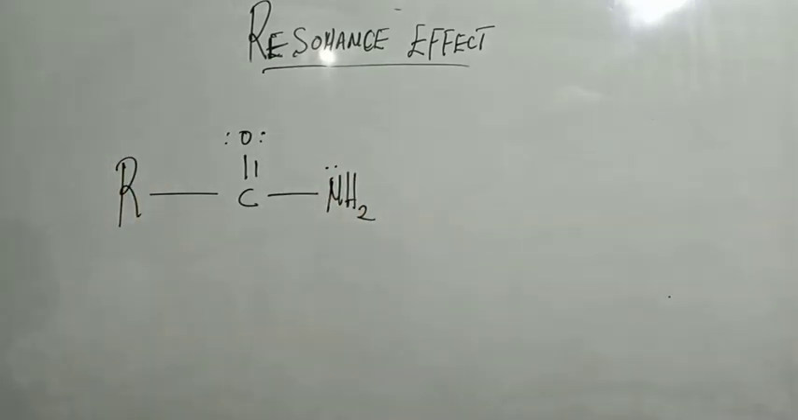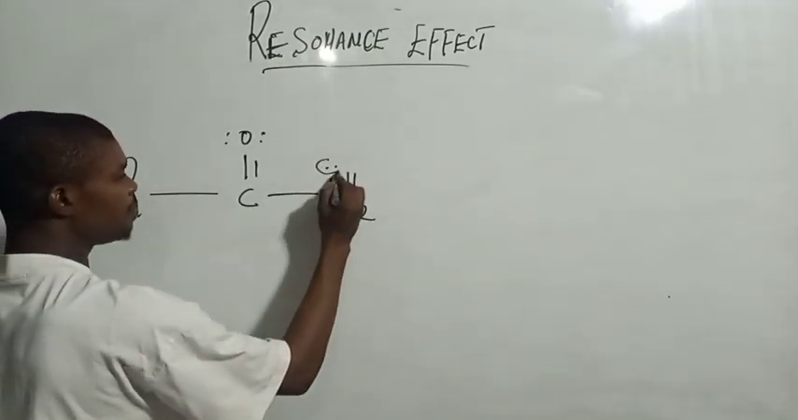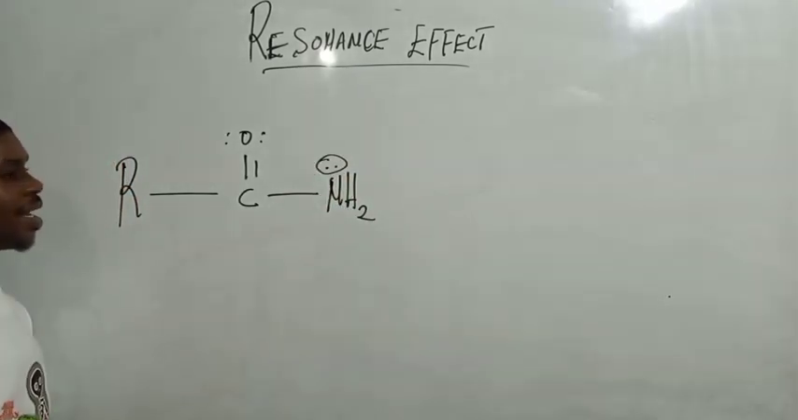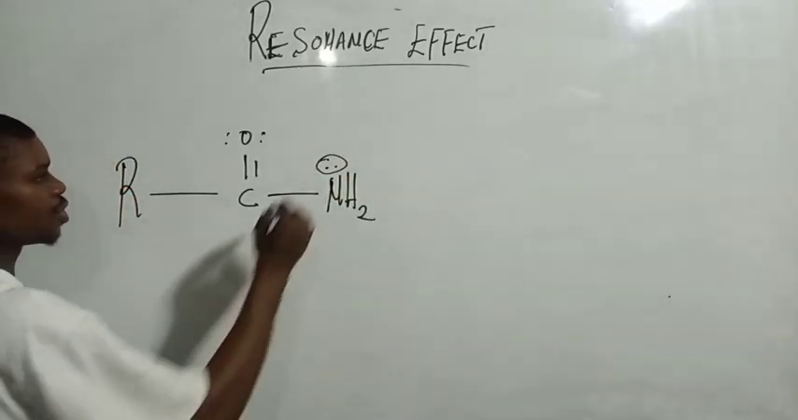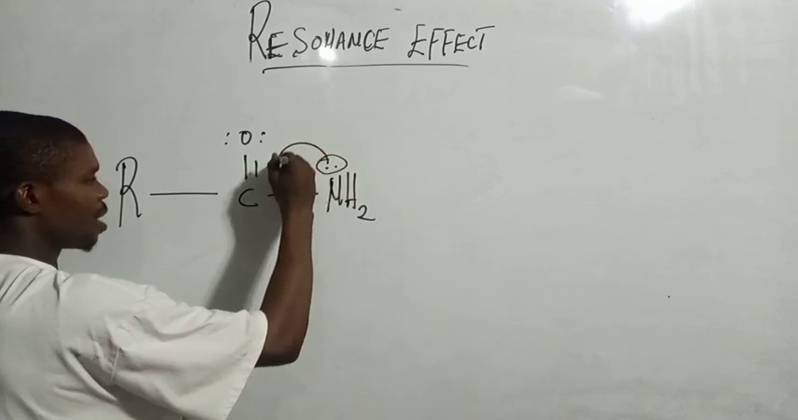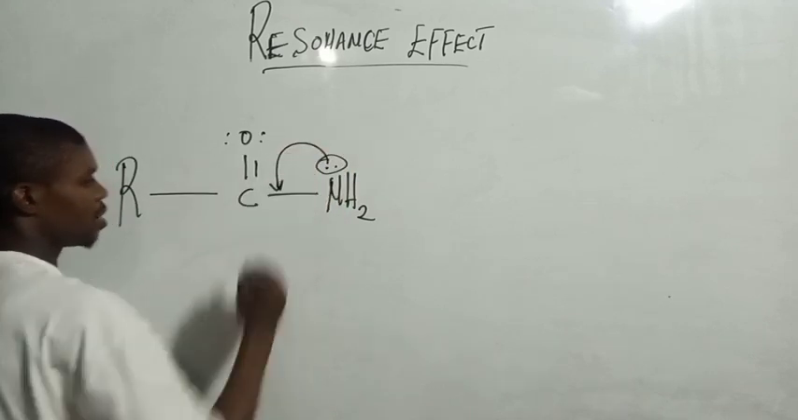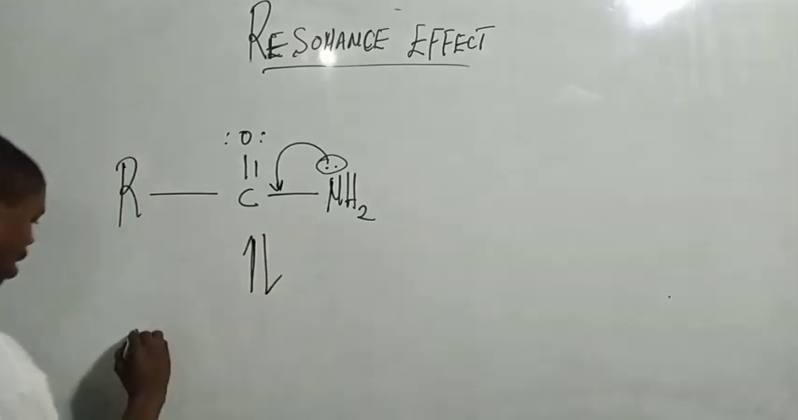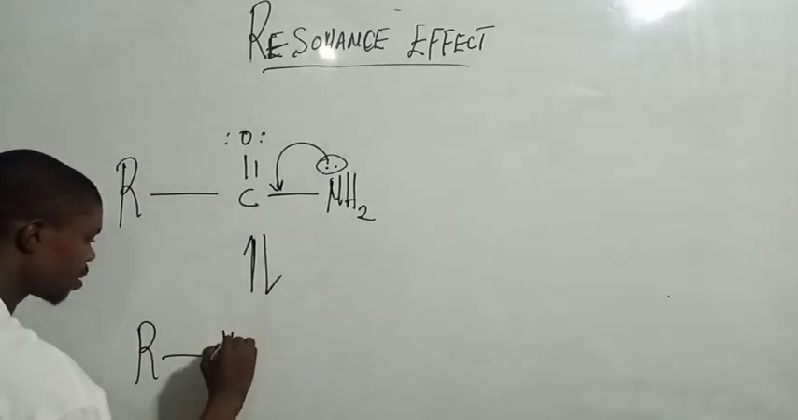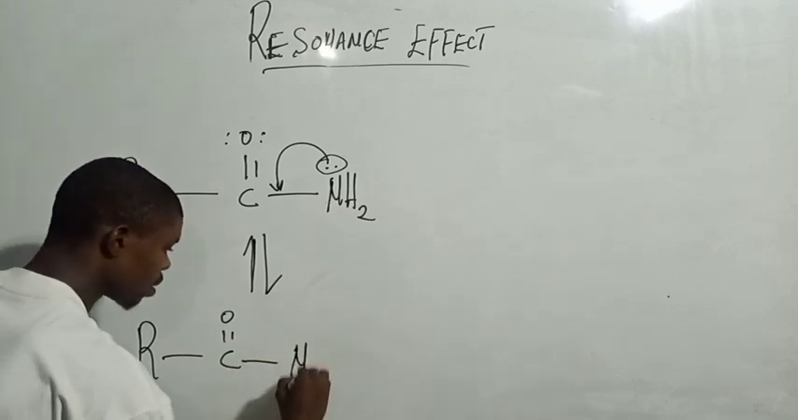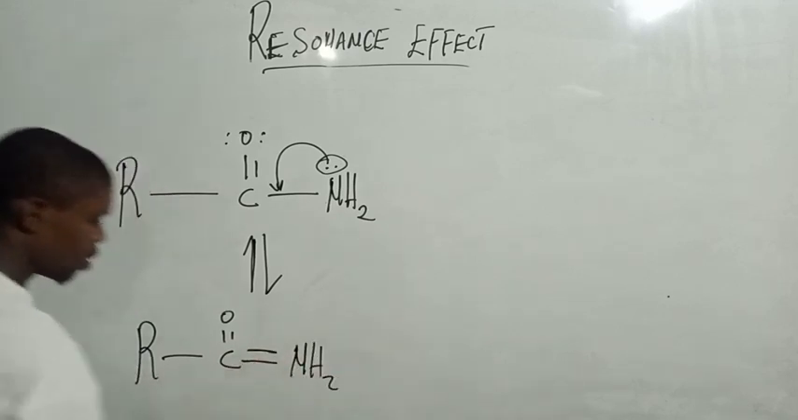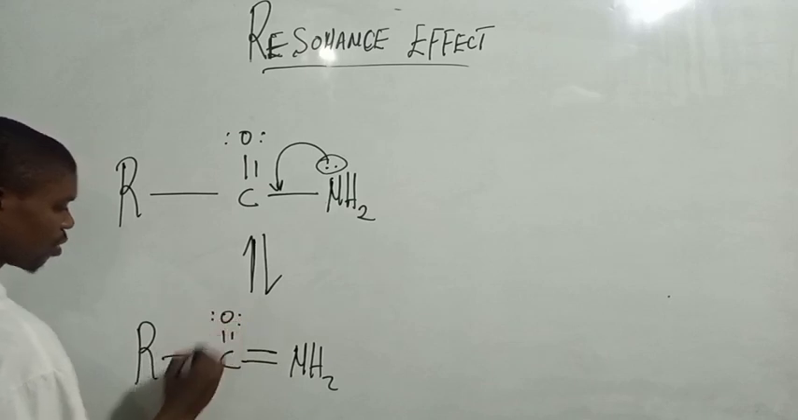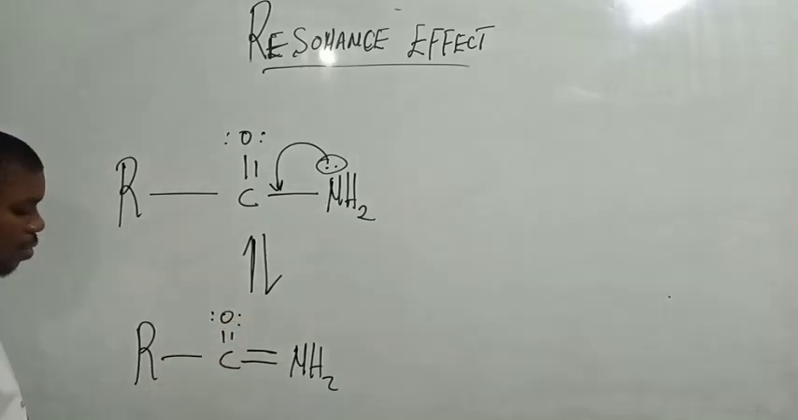Okay. Move a non-bonding pair of electrons towards a pi bond. So if I move this one to this other point here, what will happen is going to look something like this. And there's no way carbon can have more than 4 bonds.